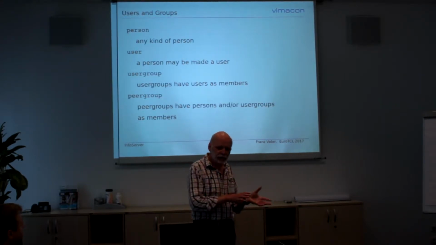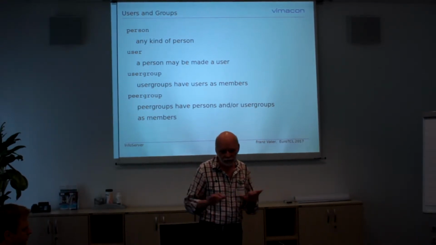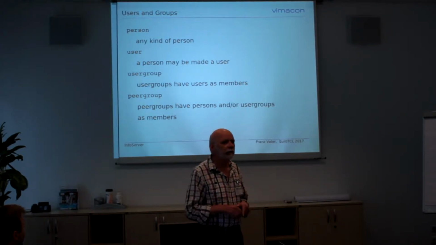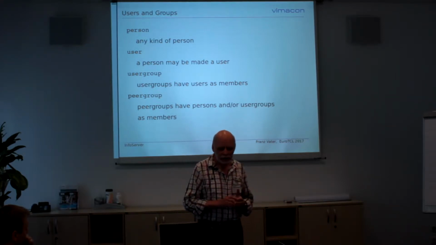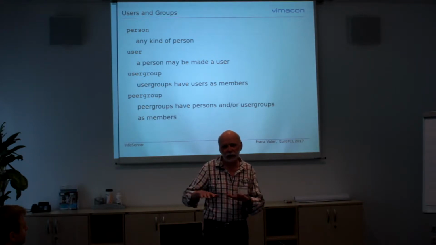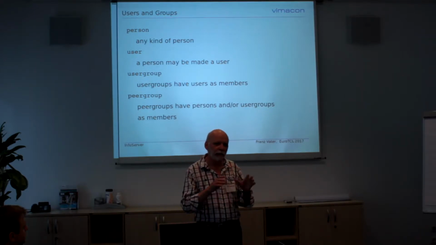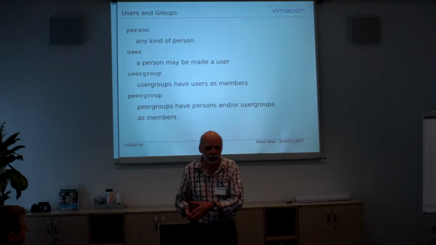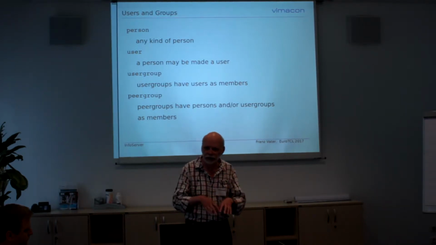Let's just have a look at the user and group structure, because that's important for access control. We have on the lowest level a person, which can be anybody. A person can be a user. A person can be member of a user group or a peer group, and a user group can be a member of a peer group. That gives us a two-stage group organization where you can model all your needs. That means you can have one user group for your R&D department and one user group for the R&D department of your customer. And they both form, let's say, a peer group which is related to a certain project.